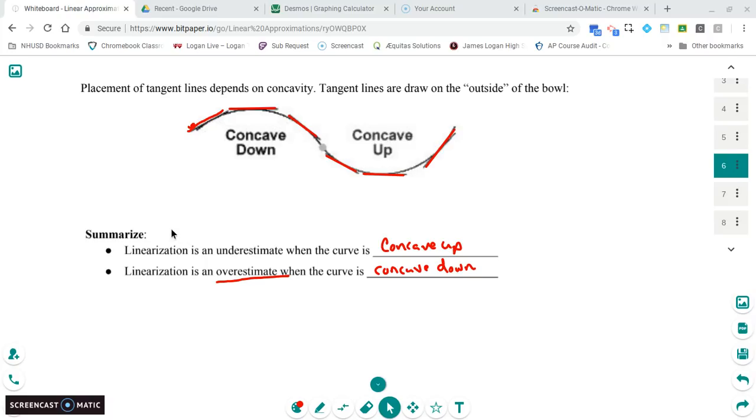All right, in the last video, we talked about over and underestimating. We can see from the curvature whether we're over or underestimating. If a tangent line is above the curve, which would happen with concave down, it's an overestimate because the tangent line is above the curve. And in contrast, the tangent line would be below the curve when the curve is concave up, creating an underestimate. Let's go over an example.